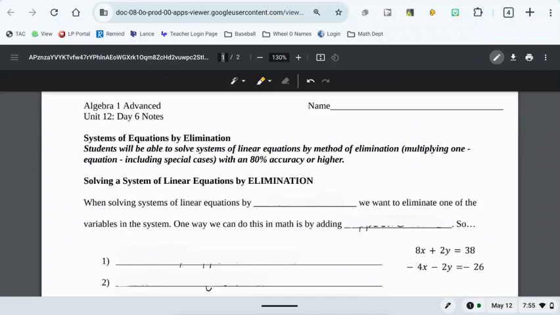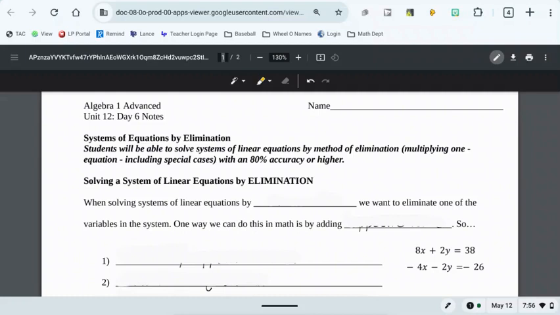Today we are going to be focusing on systems of equations by elimination. So we've worked with substitution the last several days, and now we're going to be working with a method called elimination. Students will be able to solve systems of linear equations by the method of elimination, multiplying one equation, including special cases, with 80% accuracy or higher.